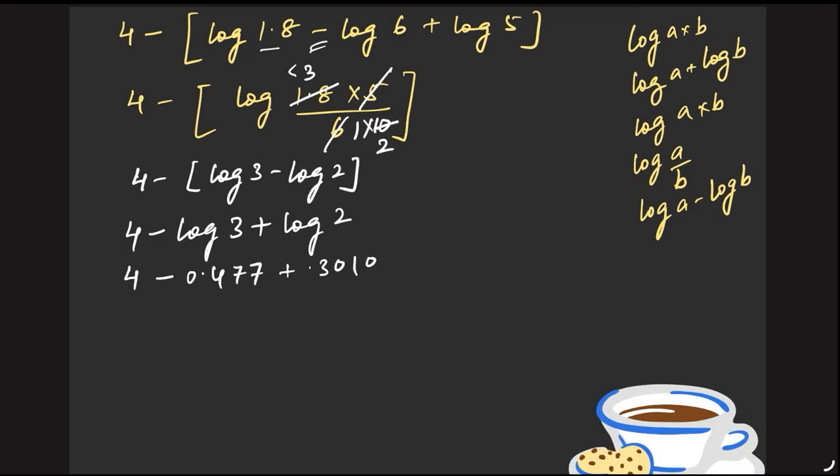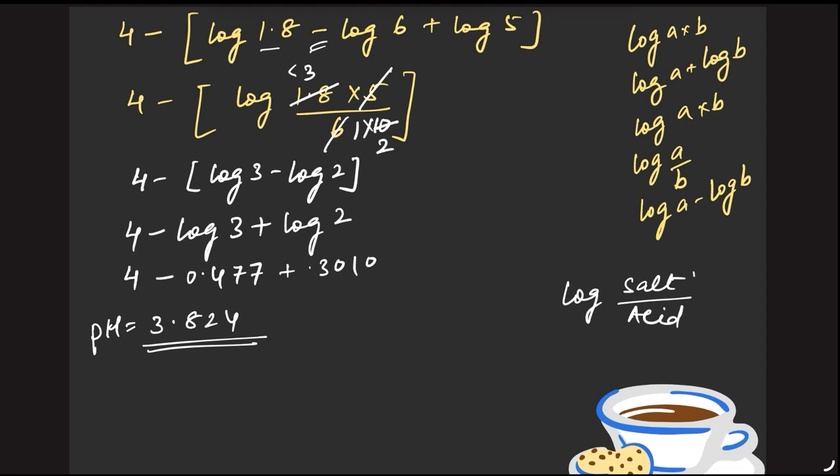Solving, the value of pH is 3.824. This is the pH of the solution. So the pH of the solution is equal to 3.824. Now the second part of the question: when the volume is 10 liters, then what is the effect on the pH? Since here it is the ratio of the concentration of salt and acid that is taken, log salt by acid, the ratio of concentration of salt and acid is taken.